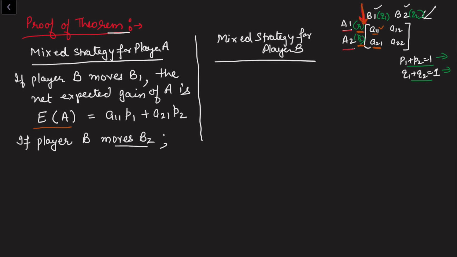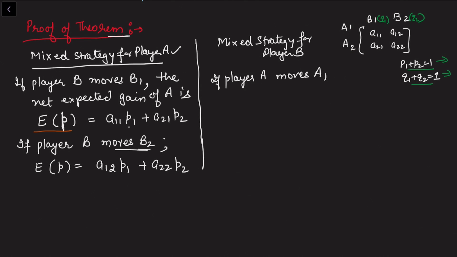Similarly, if player B moves B2, then the expected gain. Now rather than writing A here, I am only writing the symbol for the probability, because the strategy of A depends upon these probabilities P1, P2. So here I am writing the symbol P that stands for both P1 and P2, and hence the expected gain for player A if B moves B2 is this. Because B is now using the B2 strategy, A12 comes with probability P1 and A22 with probability P2. So I am going to write A12 with P1 and A22 with P2.